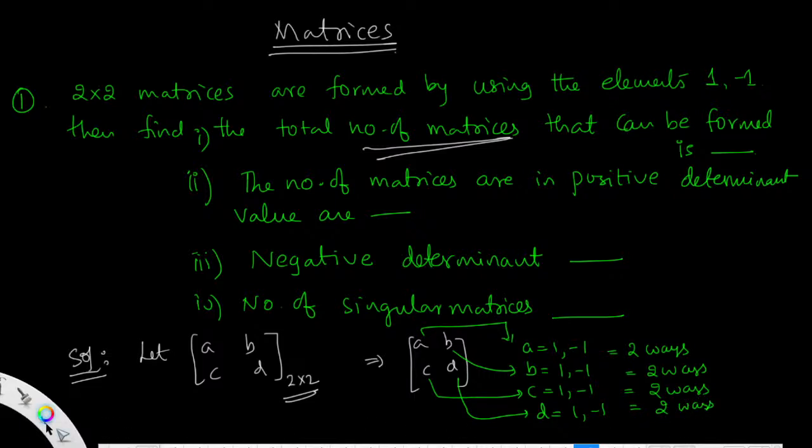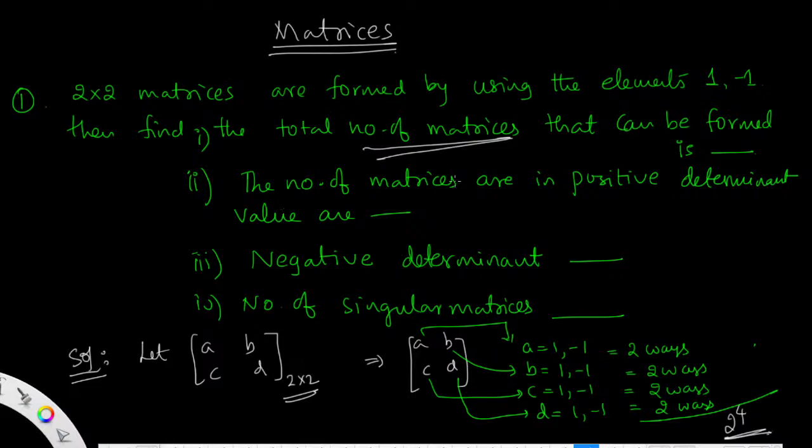Therefore, the total number of ways to form a matrix of order 2 by 2 is 2 to the power of 4 ways. So this is the answer for the first option: the number of matrices that can be formed by using the elements 1 and minus 1 is 2 to the power of 4. Okay. Then go to the next question.